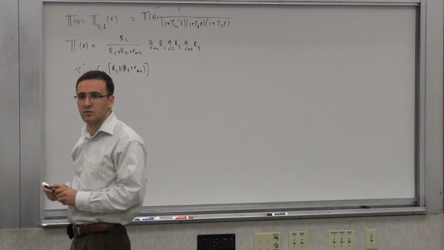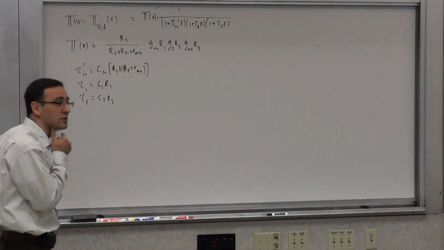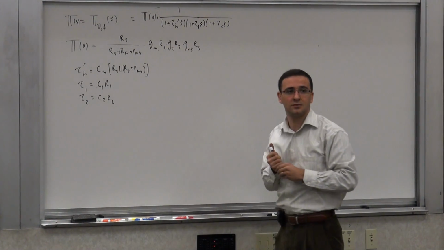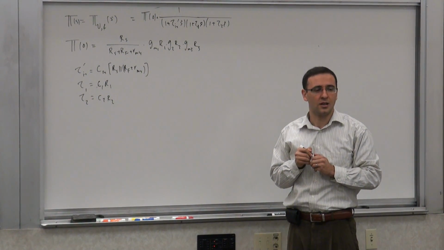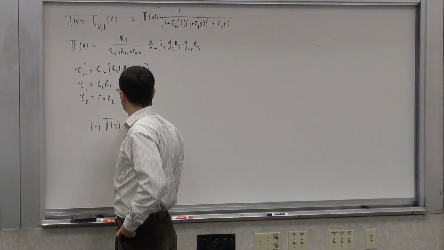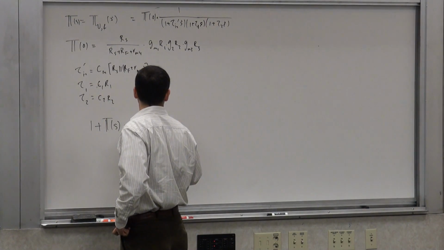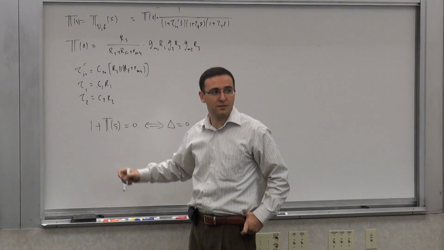Fine. What do we do with this? I know the loop gain. Now, the question is, I want to see if my transfer function has poles in the right half plane or left half plane. Or what are the poles of my transfer function? Are these the poles of the transfer function? No. What are the poles of the transfer function? Right. You remember we said the roots of 1 plus T of s should be the same as the roots of the delta, which means that these are the poles of the transfer function.